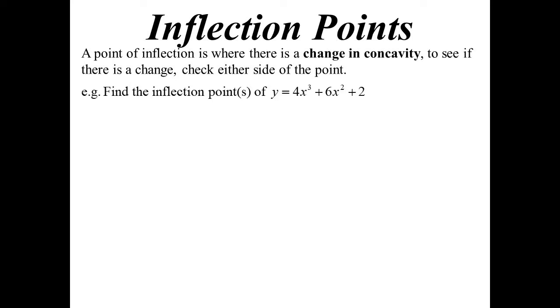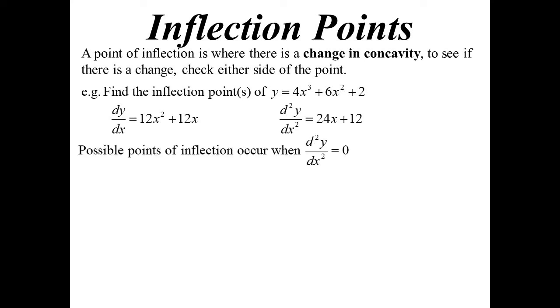Cubic. Let's find any inflection points it might have. So we'll need the first derivative and the second derivative. I'm going to locate possible points of inflection. I can't stress that word enough: possible. Doesn't mean they are. They're possibilities. So we solve the second derivative and we get x equals minus a half.